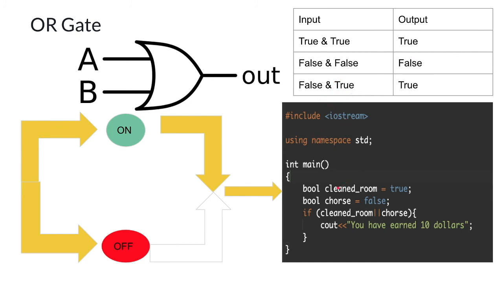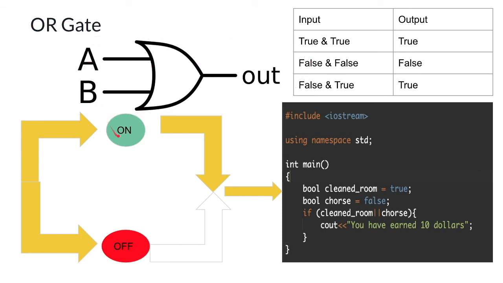A practical example of this is, let's suppose your parents gave you the option of cleaning your room or doing your chores, and then you will have earned $10. So in C++, the OR symbol is two straight dashes. This is how the symbol looks in its entirety, like on diagrams.